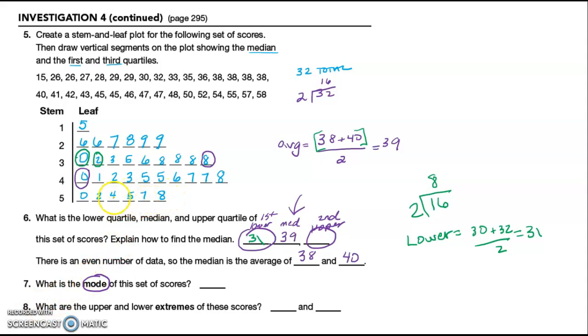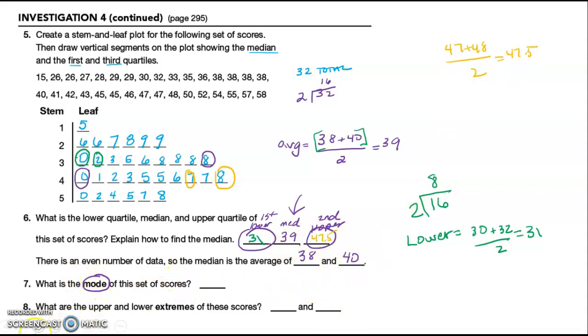So 1, 2, 3, 4, 5, 6, 7, 8, and it's the next one. And from here, 1, 2, 3, 4, 5, 6, 7, 8, and it's the next one. So I have 47 and 48. So 47 plus 48 over 2 is 47.5. That's going to go here.